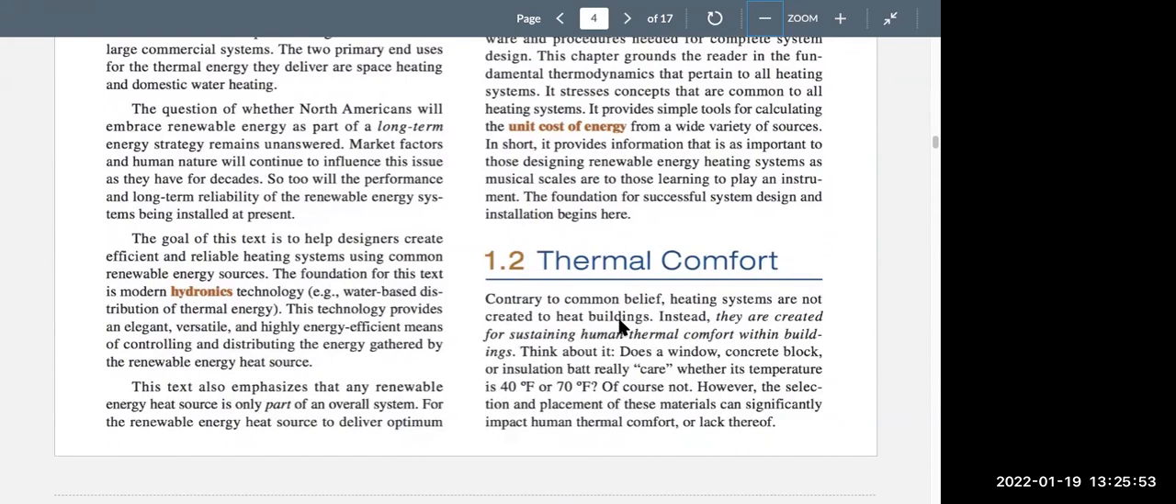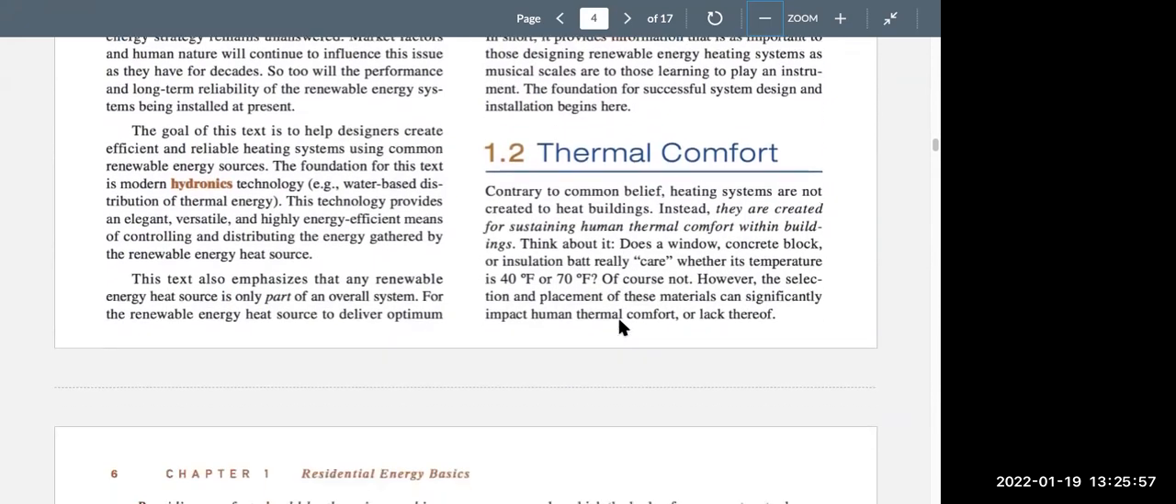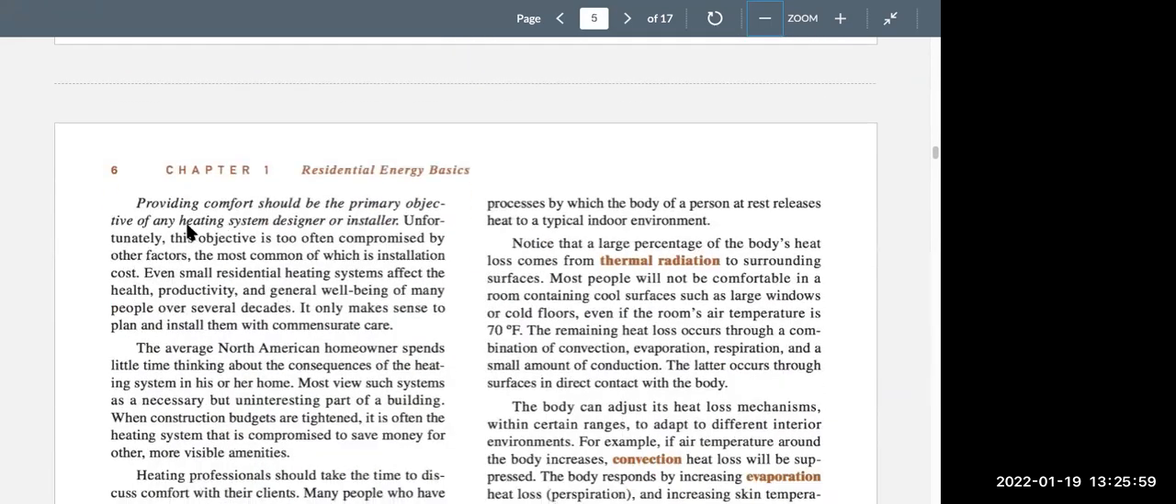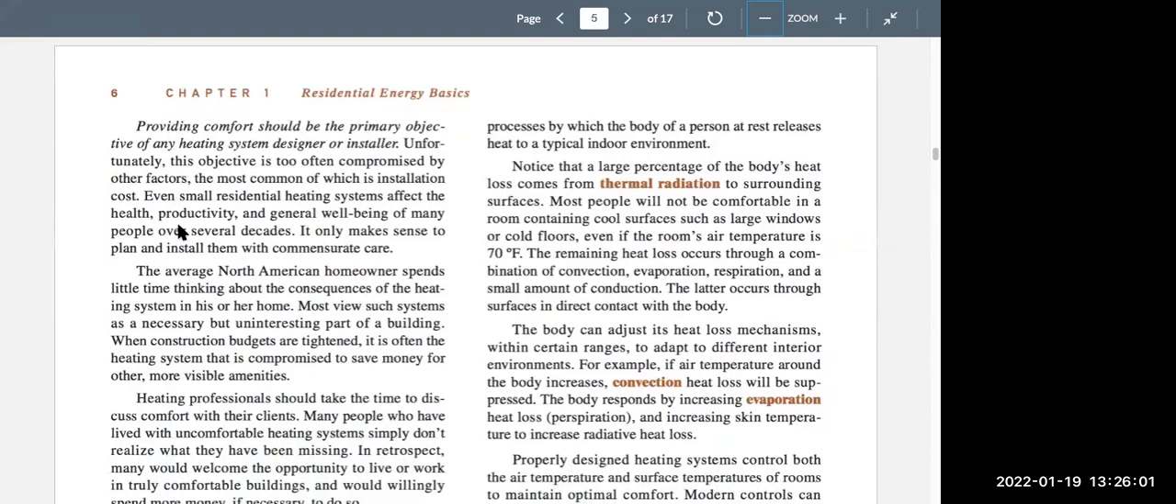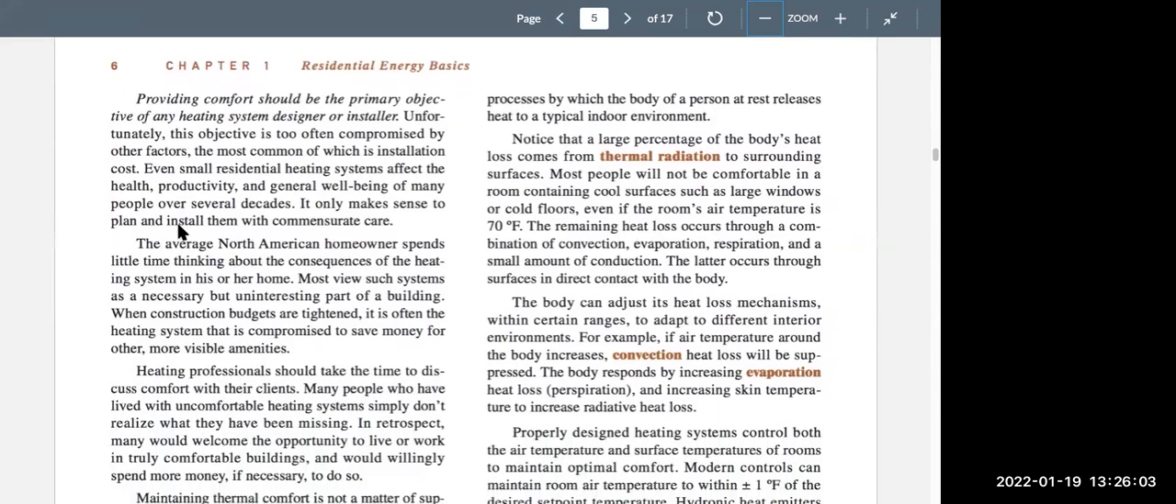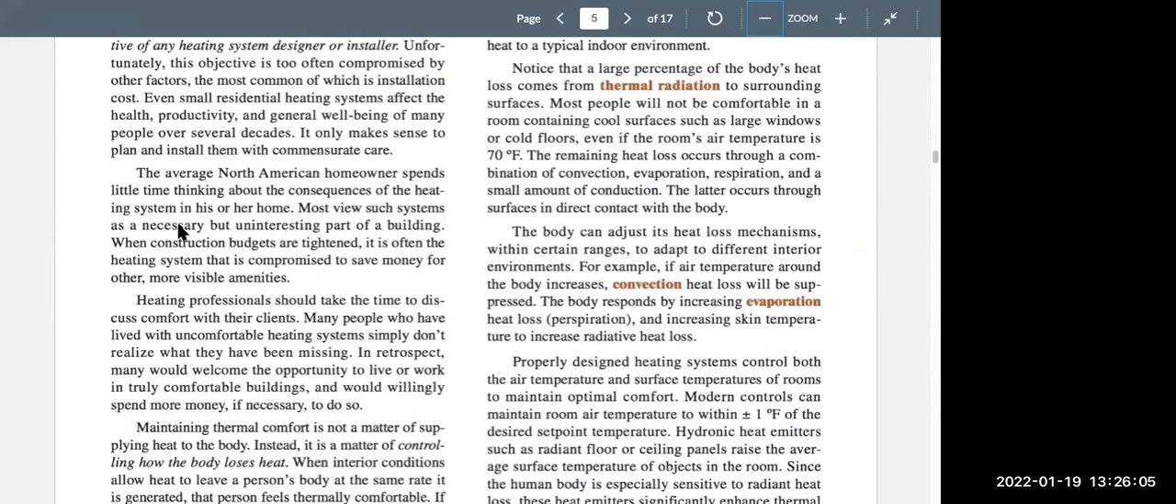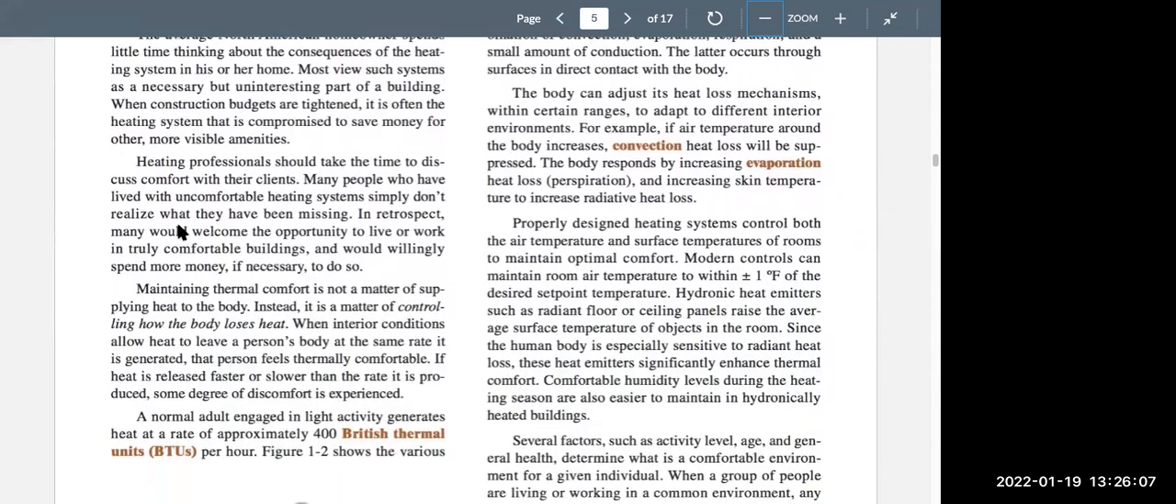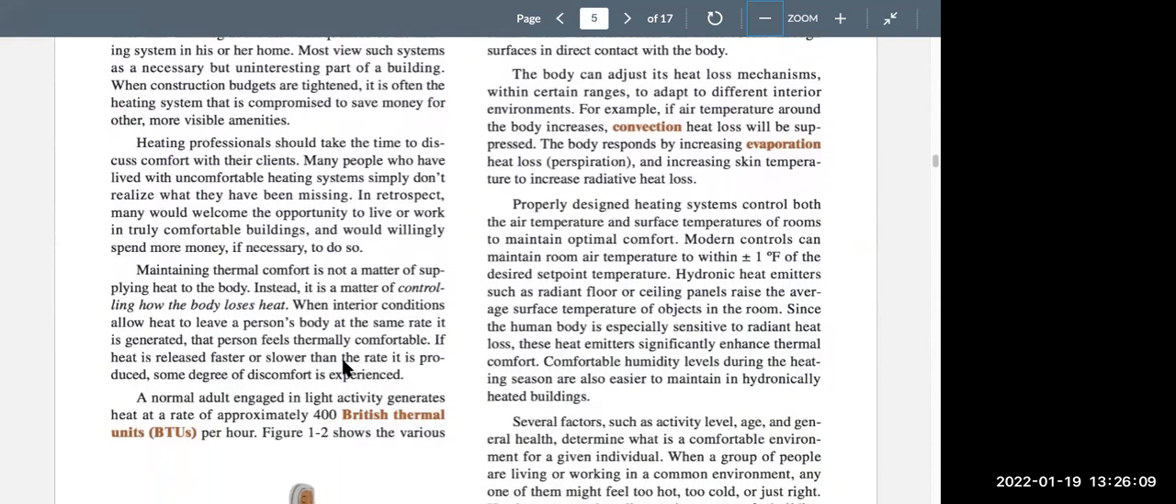So let's talk about comfort. So we know that the primary objective is comfort. And when we're looking at people, we lose heat through our bodies. So as we're sitting there, our bodies are constantly losing heat.